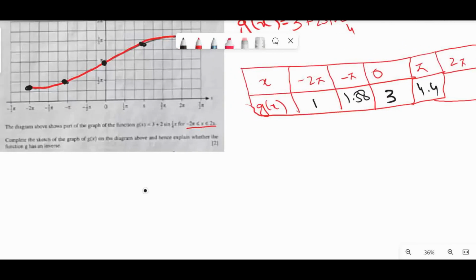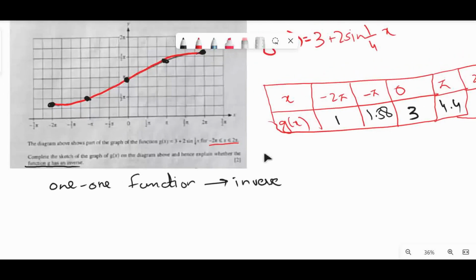Now sketch the graph of g of x on the diagram above, and then explain whether the function has an inverse or not. Now we know that whenever we have a function, it means that for one input there must be one output. So for a function, the inverse is possible. There is another simple way of verifying it: we can simply draw a vertical line, or you can say a horizontal line test.